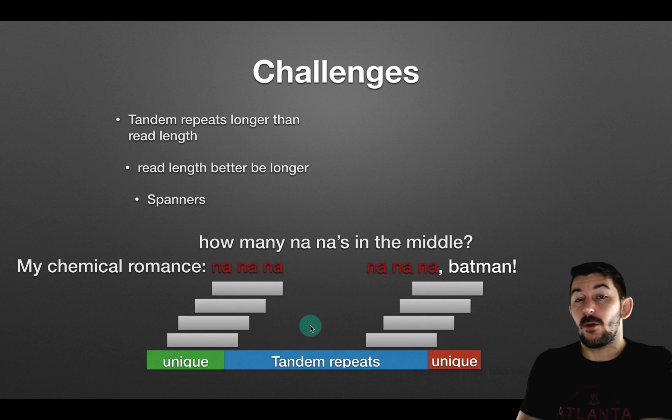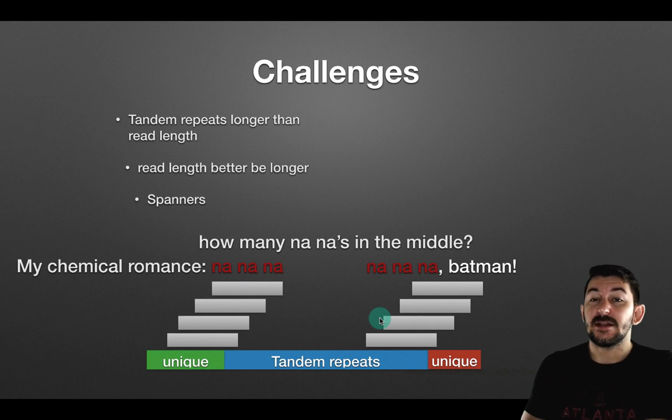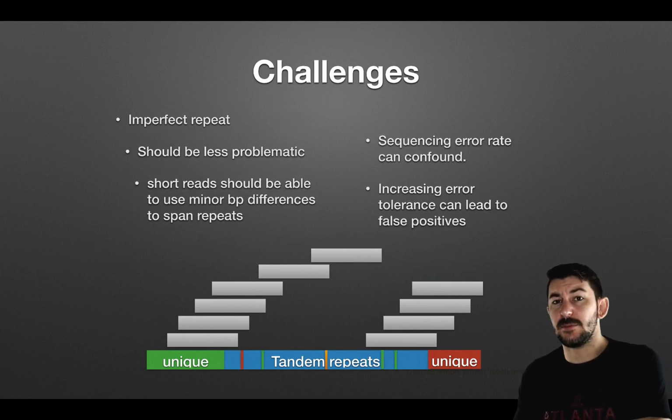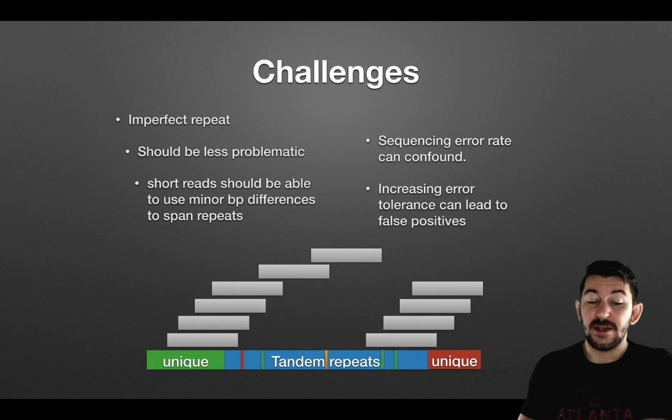If we end up with reads that only contain the tandem repeat, do they go here? Do they go here? Do they go here? It's impossible to know. So when our repeats extend past the length of our read length, we start to run into issues. Some of this can be overcome if they're imperfect repeats, where you get some polymorphism throughout, so there is some unique information for placing your reads.